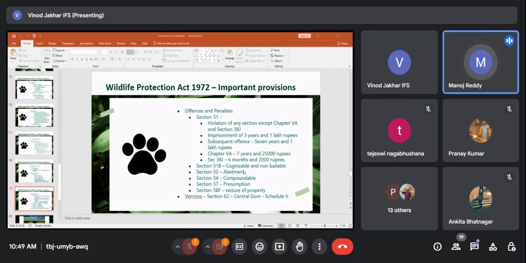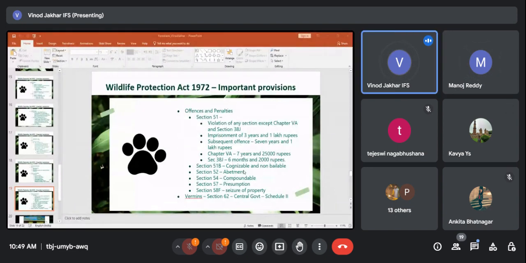Sir, I'm not sure, but I'll give it a try. I feel a cognizable offense is an offense which is done intentionally, and a non-cognizable offense may be an offense done by ignorance or by chance. Not the right answer. Yes, Kavya.